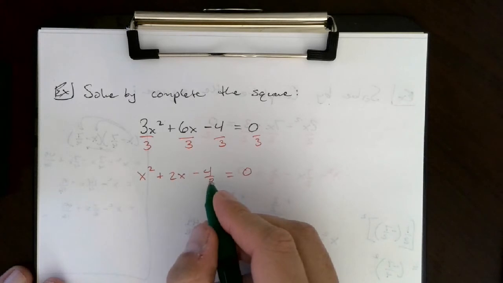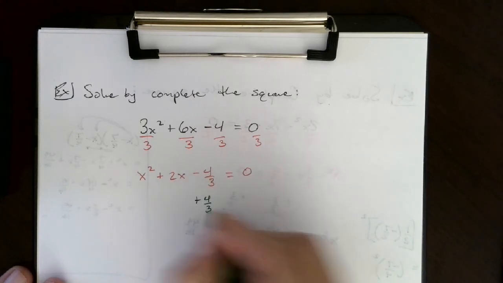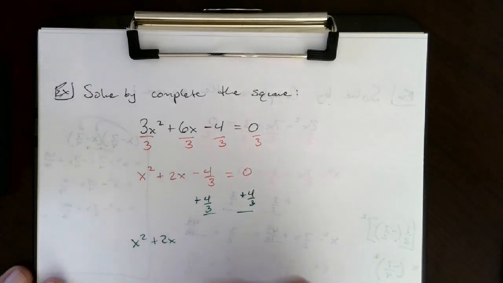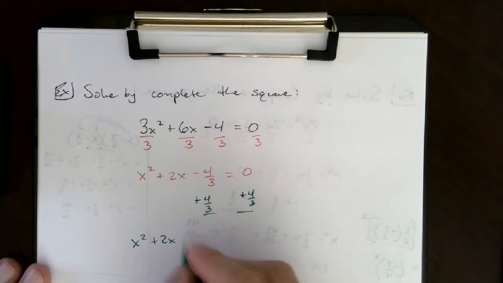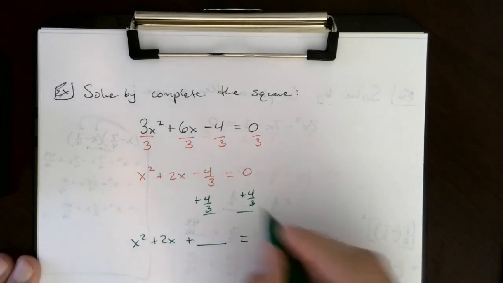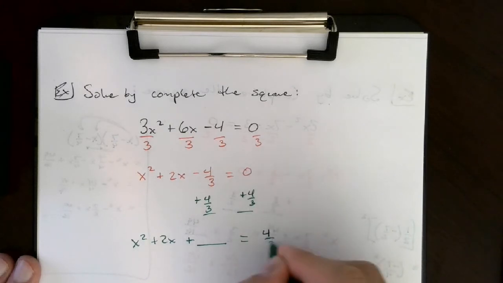That's the constant term. It doesn't have a variable with it. Don't let it throw you off that it's a fraction. So we add 4/3 to each side, and I'm left with x squared plus 2x, keeping the variables on this side. Now remember, when I complete the square, I'm going to be adding something on each side, so I'm going to put a blank there. And on this side, 0 plus 4/3, so I have 4/3 plus a blank.